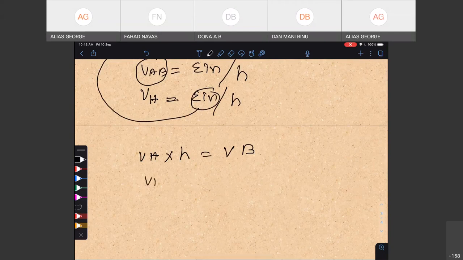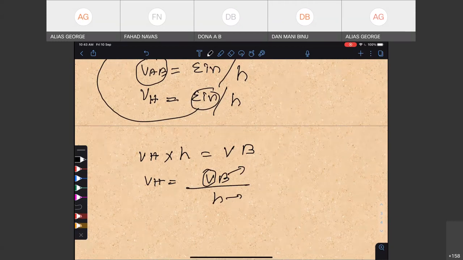Okay. So VH equal to VB by H, right? So this is the velocity, magnetic field, and height of this conductor. And I will say, at the start, I assigned some equations.